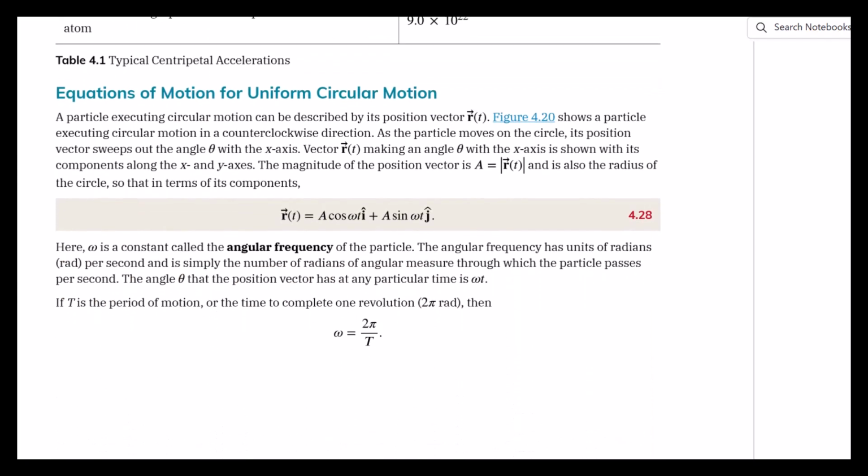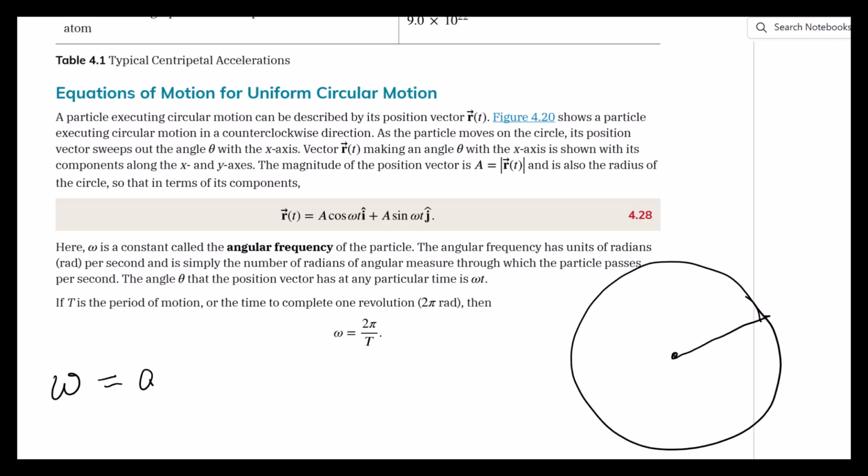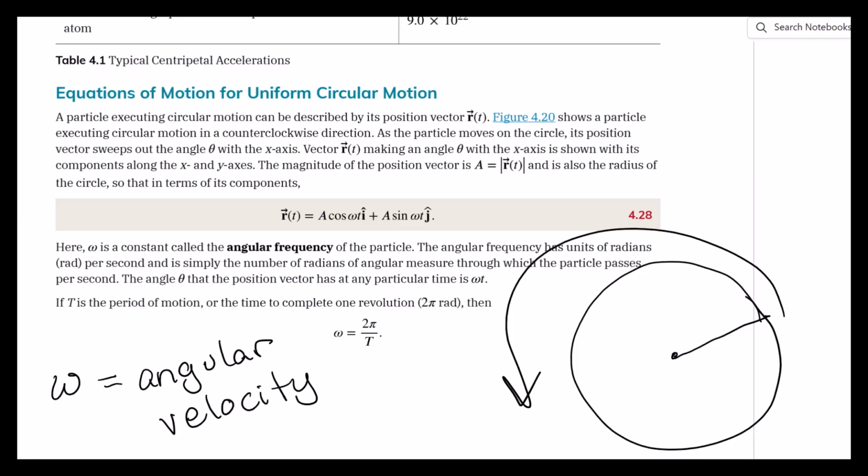Okay, equations of motion. So they're introducing to you another quantity, which they call angular frequency. They're calling something else, basically, omega. They're going to call it angular frequency. I'm not going to call it that. I'm going to call it angular velocity, which is basically how fast is something rotating.